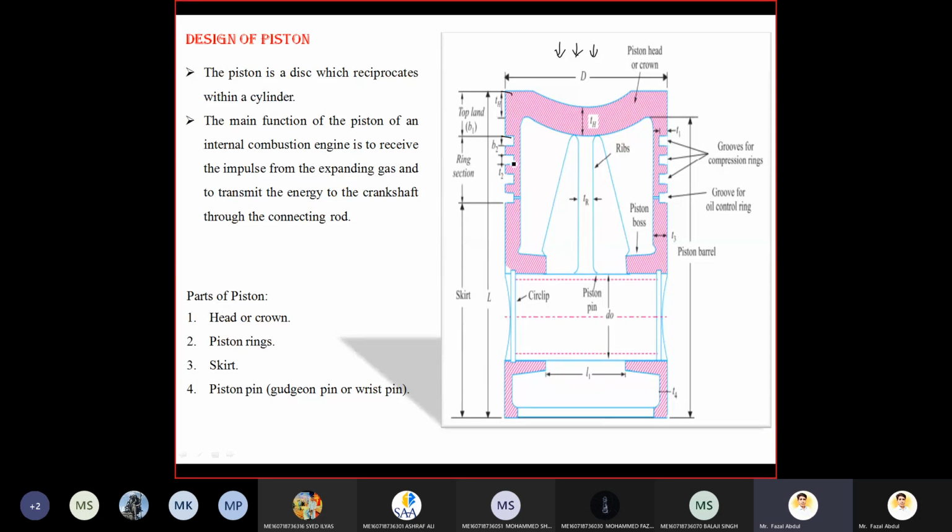Okay. Now, coming to the main parts of the piston. The piston has the crown, ring section, skirt, piston pin and piston barrel. Here I forgot this one, the piston barrel. So these are the five major parts of the piston. The first one is the crown. The crown is nothing but the head, which may be flat, convex or concave, depending upon the design of the combustion chamber.